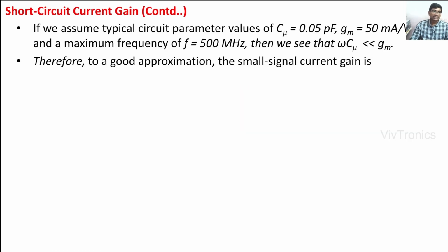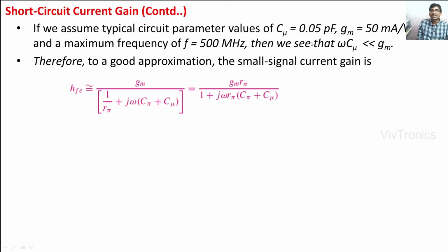So when we use these typical parameter values c mu, Gm and f, we can say omega c mu is very much less than the Gm value, so that we can neglect the j omega c mu in the above equation, and the short circuit current gain HFE can be written as Gm divided by 1 by R pi plus j omega c pi plus c mu. Okay, so if you take LCM for the denominator, which is equal to R pi, that will go to the numerator also, which becomes Gm into R pi divided by 1 plus j omega R pi into c pi plus c mu. Okay, so this is the HFE equation.